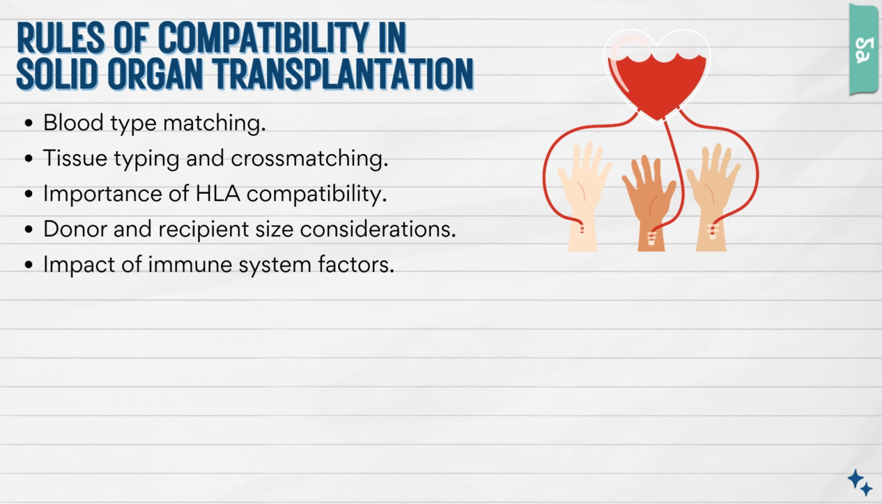HLAs are proteins that are found on the surface of the cells, and those play a critical role in the immune response. So it's like the flags that let your immune system know, hey, I'm part of the body, or hey, I'm a foreign invader, kind of thing. Okay. The closer the HLA match between the donor and the recipient, the lower the risk of organ rejection. Cross-matching is another essential test that checks for antibodies in the recipient's blood that might attack the donor organ.